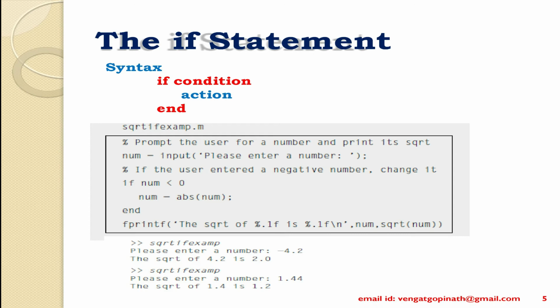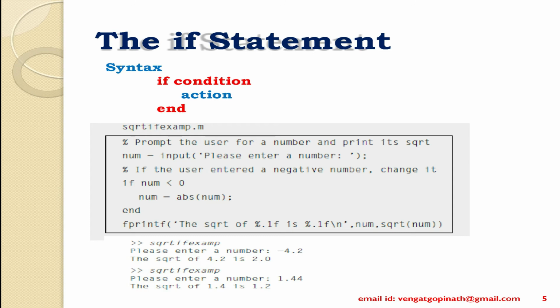The square root function is not used on negative numbers. The following script prompts the user for a number and prints the square root. If the user enters a negative number, the if statement changes it to positive before taking the square root. Here is the example, we are using minus 4.2.